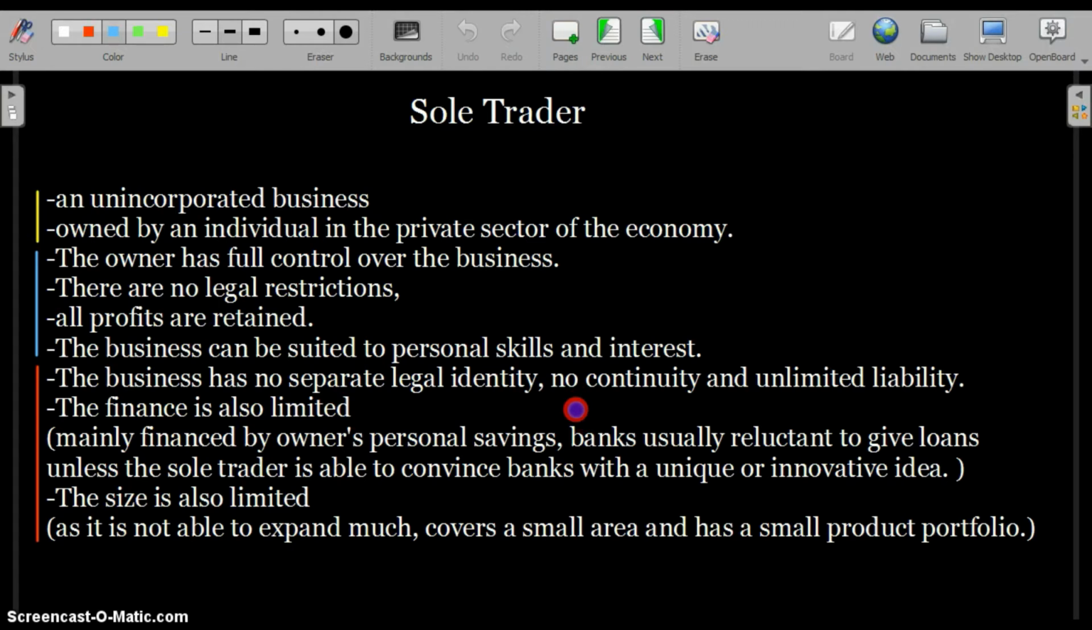Generally, it is mainly financed by the owner's personal savings. Banks are usually reluctant to give loans unless the sole traders are able to convince banks with a unique or innovative idea. We've talked about that. We need a unique or innovative idea from the previous chapter, because that was one of the skills needed to be a successful entrepreneur. So if you don't have that, banks are reluctant to give loans. So the only option you have for the finance is your own personal savings, which are generally very little for a business. So the size is also limited.